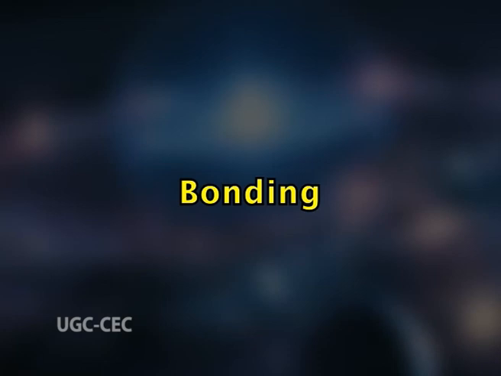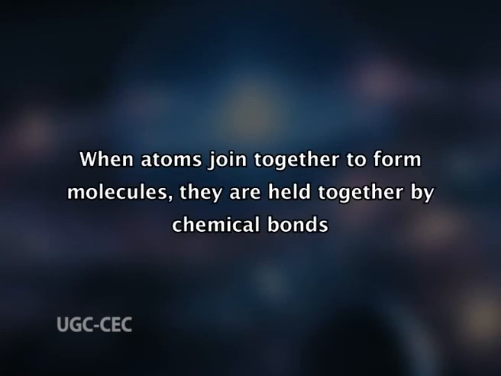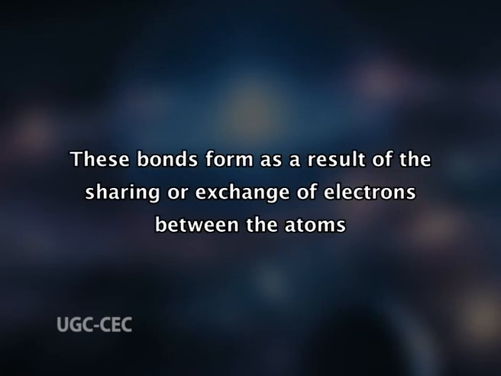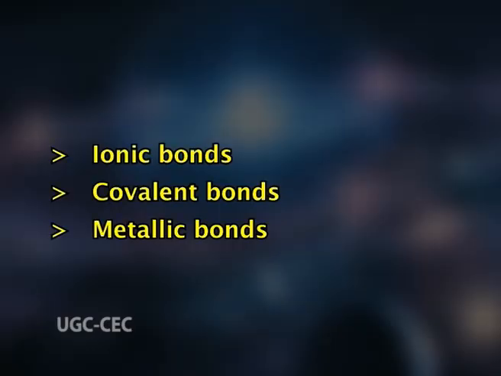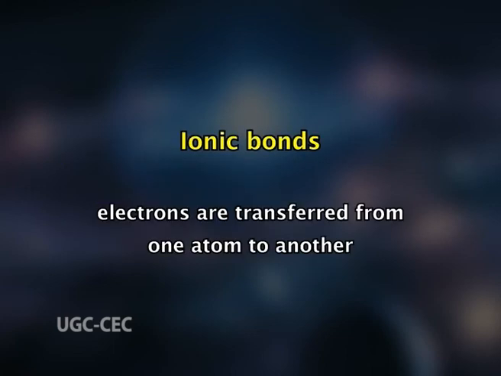Now, at last, let's try to learn about bonding. When atoms join together to form molecules, they are held together by chemical bonds. These bonds form as a result of the sharing or exchange of electrons between the atoms. It is only the electrons in the outermost shell that ever get involved in bonding. Different atoms use these electrons to form one of three different types of bonds: ionic bonds, covalent bonds, or metallic bonds. Ionic bonds. In ionic bonds, electrons are transferred from one atom to another.